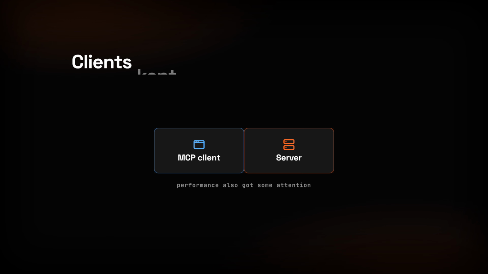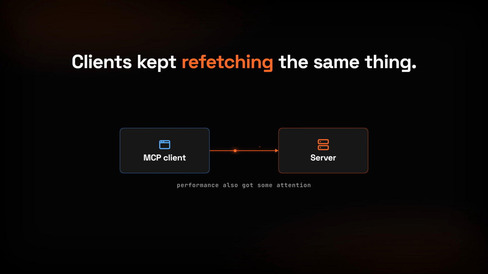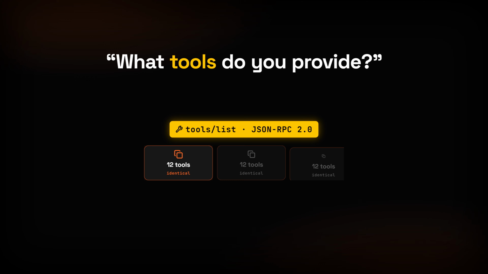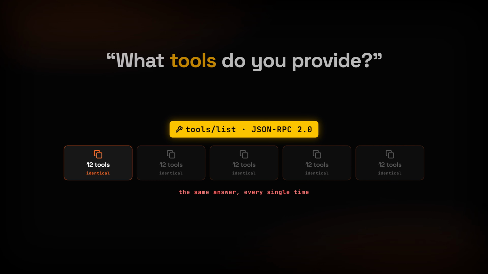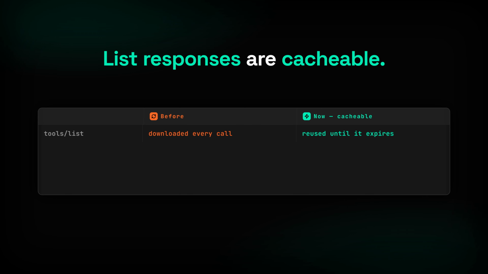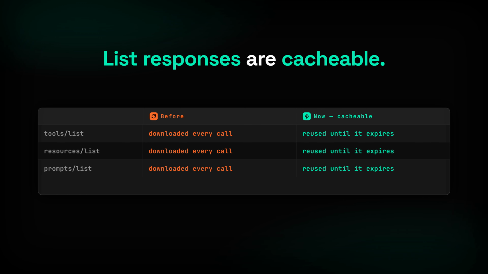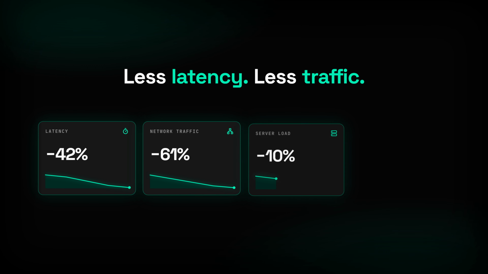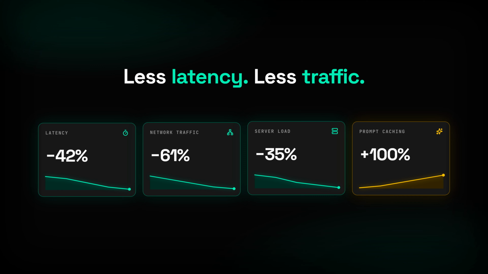Performance also received some attention. In earlier versions, clients often had to repeatedly fetch the same information from servers. For example, imagine asking, "What tools do you provide?" Most servers return exactly the same answer every single time. That becomes unnecessary work. The new specification allows many list-style responses, including tool lists, to be cacheable. Look at this comparison table. Instead of repeatedly downloading identical information, clients can simply reuse previously cached responses until they expire. That reduces latency, network traffic, server load, and even improves prompt caching in AI applications.